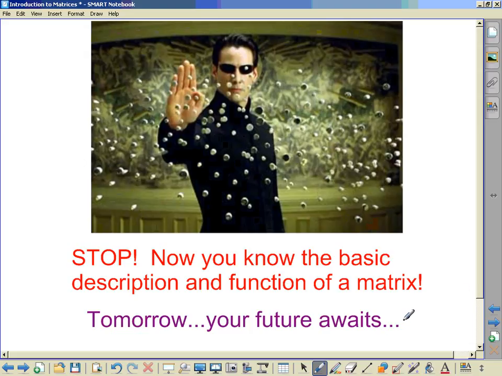Tomorrow the future awaits, and what I mean by that is how we use these things to solve systems of equations. Coming soon to the actual classroom near you, room 545.